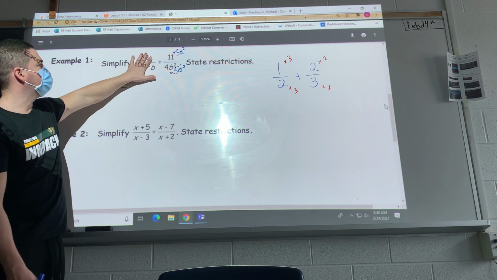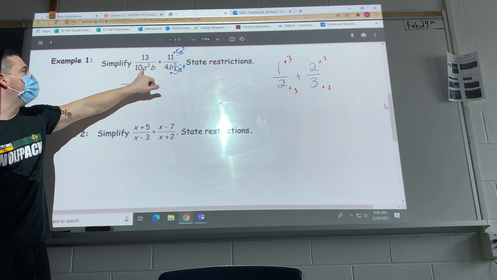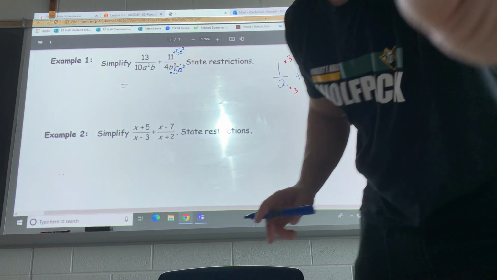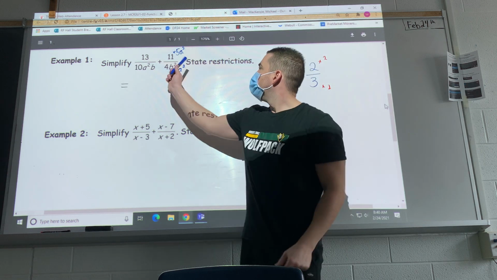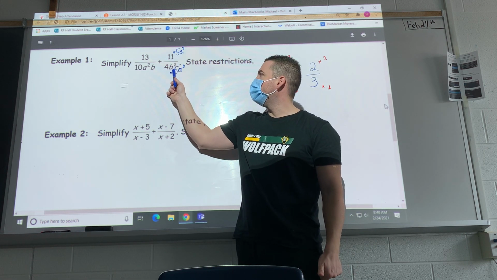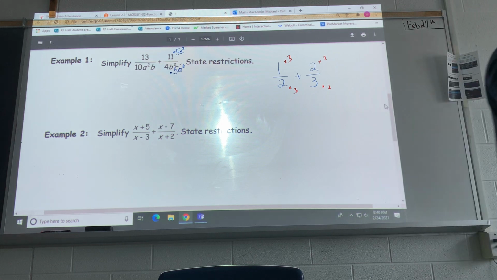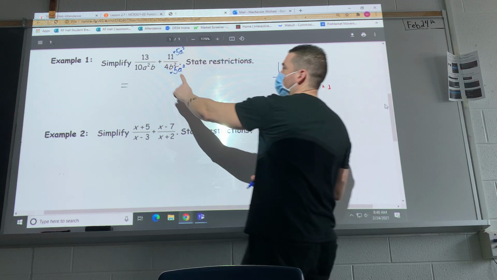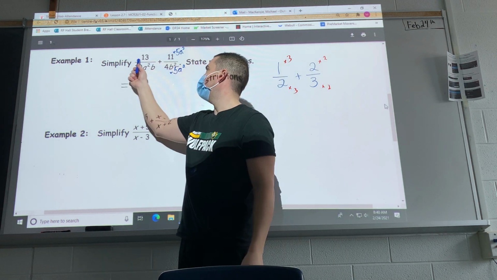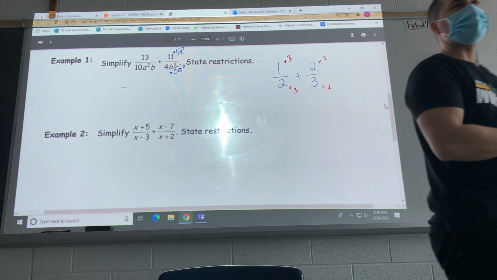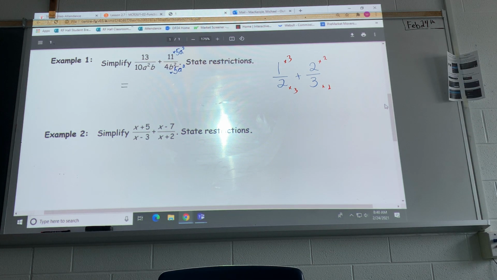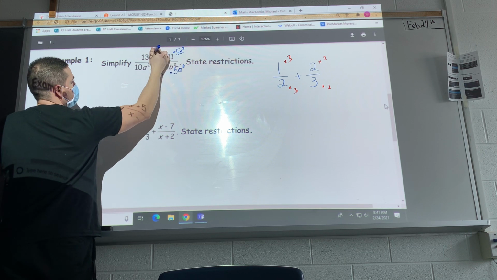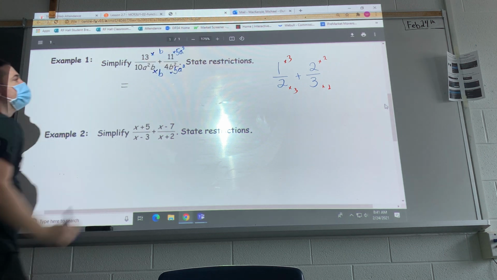Now let's look at the first denominator. What does the second one have that the first one does not? The b squared. So we have a squared here, but we only have a b here. What do we need to multiply this by to make it the same? A b. So we're going to multiply this one by b, numerator and denominator.